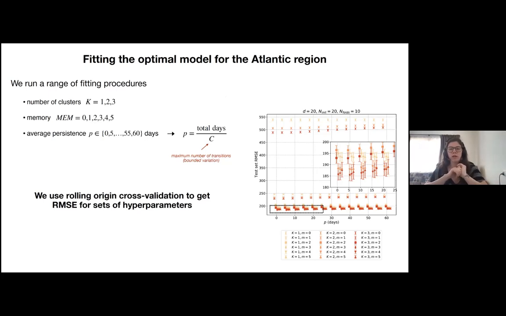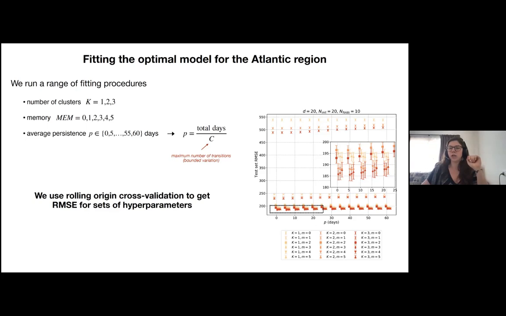We did a memory of 0 to 5 days, and then we also chose an average persistence in intervals of 5 days out to 60 days to look at how much persistence affects the fit. And again, that's calculated by taking the total days divided by the maximum number of transitions. Then we used a rolling origin cross validation to get the RMSE for those sets, and identified the ones that had the lowest test set RMSE.